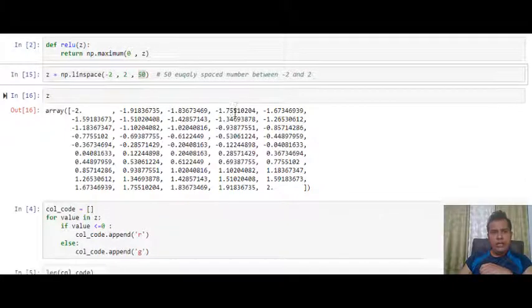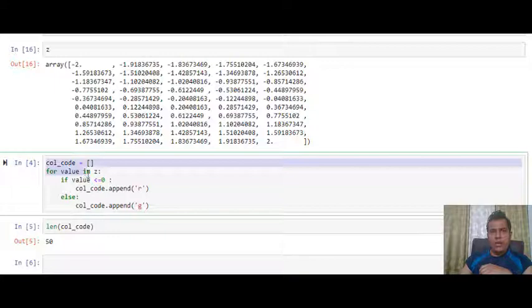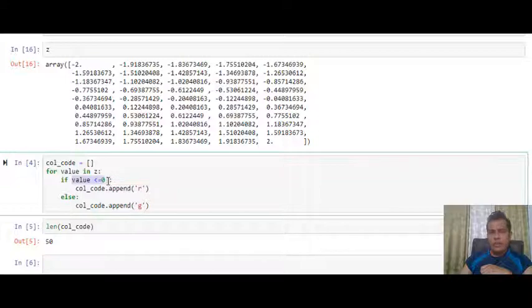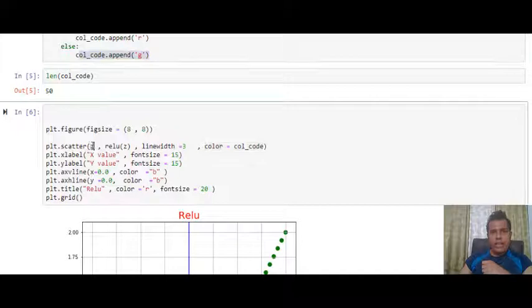Then I've done a color coding, based on the value of z. If the value is less than or equal to 0, I am marking it as red at line number 4. And if the value is otherwise, I am marking it as green. Now I plot. At line number 6, I am doing the plot. While plotting, only this line which I am highlighting, plt.scatter, is enough. The rest of the parameters are just for making my code look a little more beautiful.